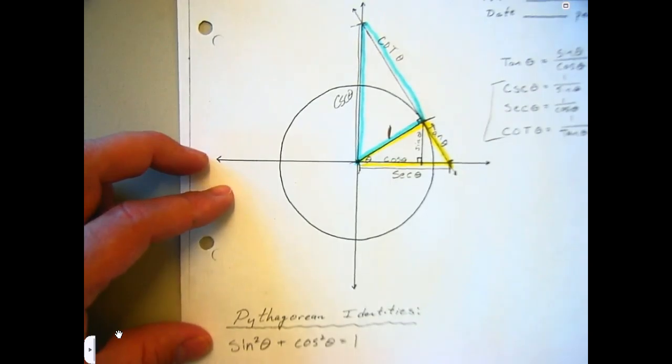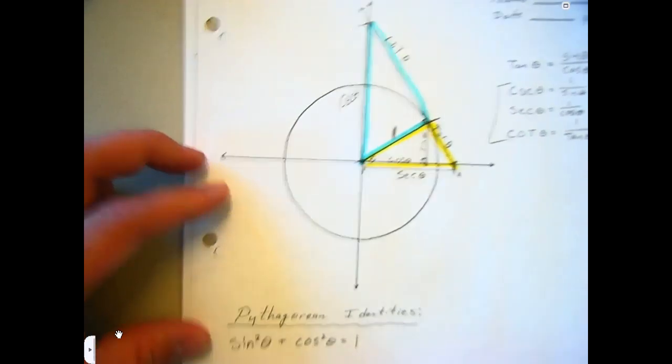One plus cotangent squared theta equals. Good.